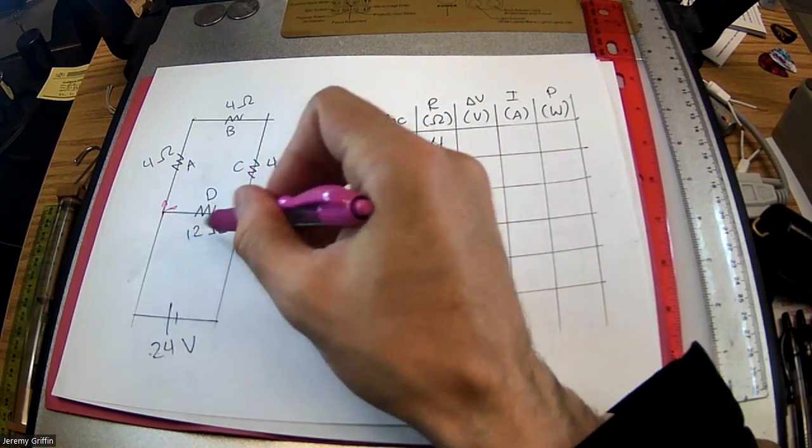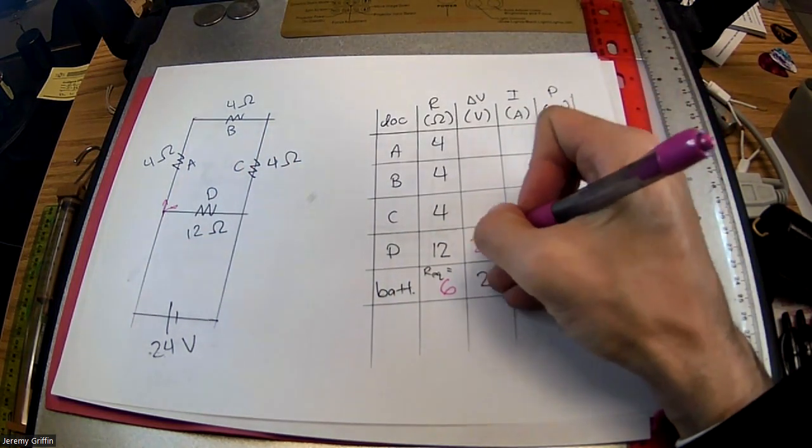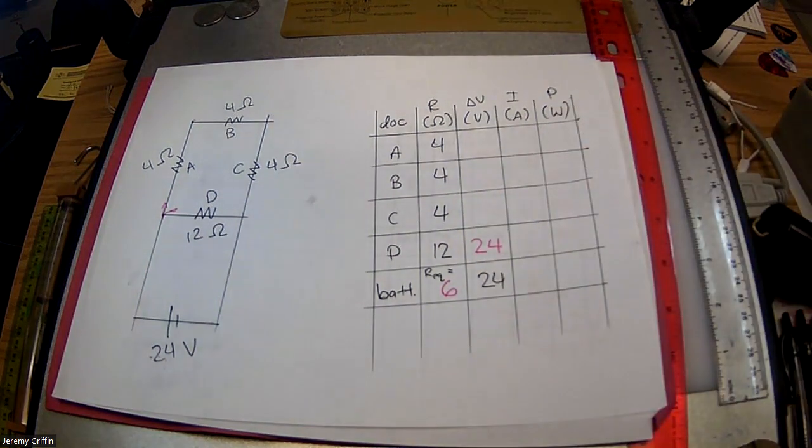24 up, 24 down. So resistor D has to be the full 24 volt drop. Right? Wouldn't that be the case?